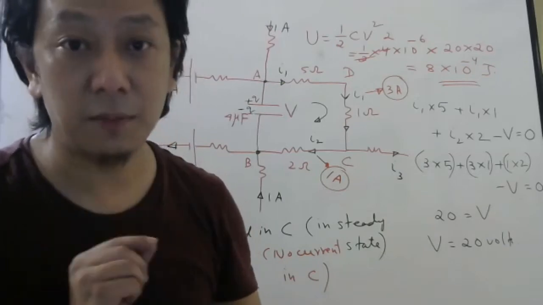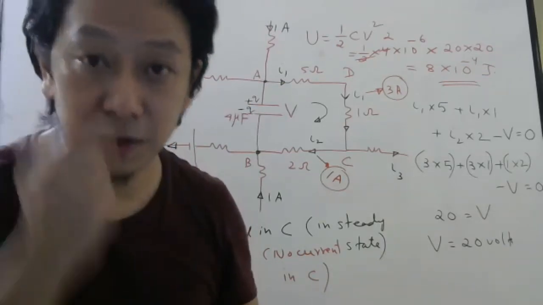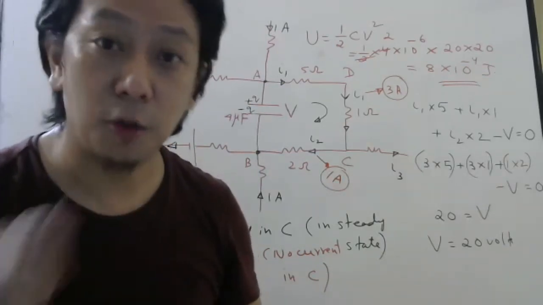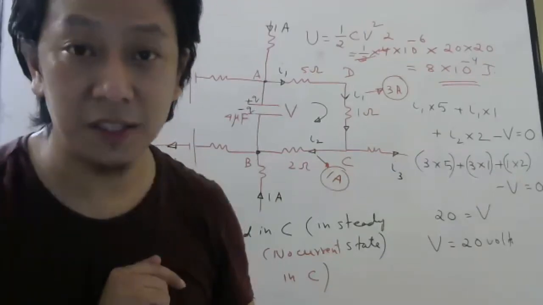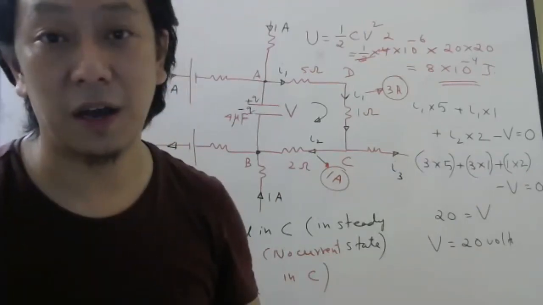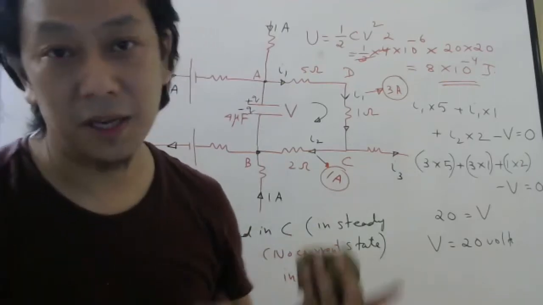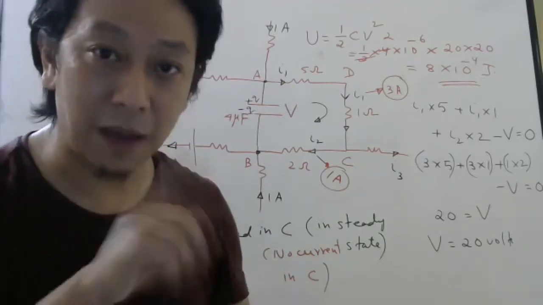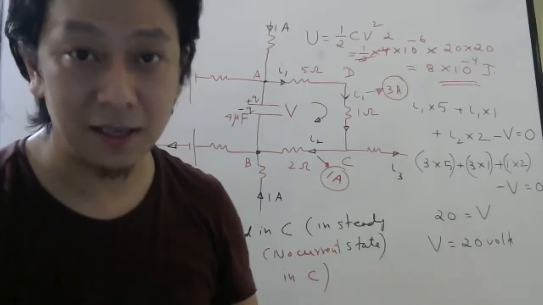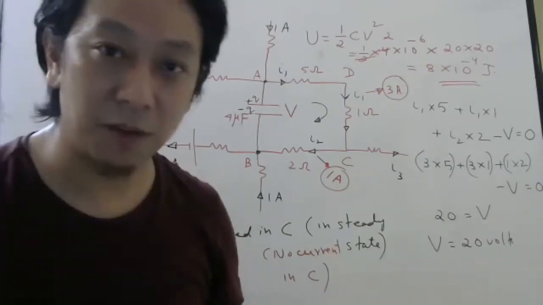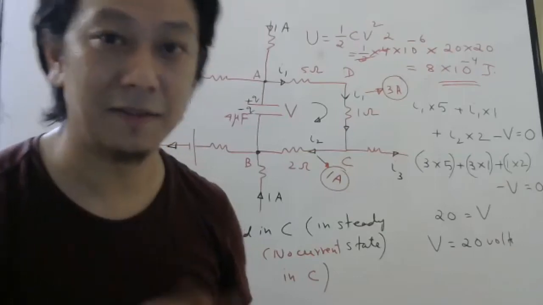Along the current, if I move in a resistor, it is drop, plus IR. Opposite to current, if I move in the resistor, minus I into R. And for battery, it is simple: plus to minus, drop, plus E. For battery, minus to plus, it is rise, minus E. So drop positive, rise negative. Like that I have done.